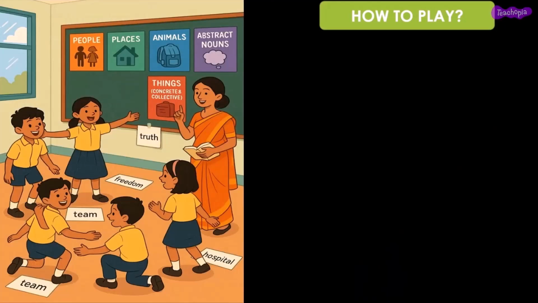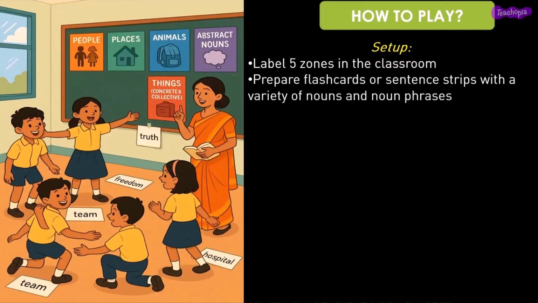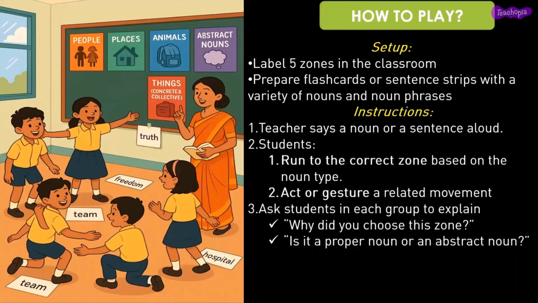How do we play this activity? The teacher has to set up 5 zones in the classroom and label them as people, places, animal, and things. Under things, we have concrete and collective, and the 5th zone would be abstract nouns. Then the teacher says a noun or a sentence aloud. Students or learners run to the correct zone based on the noun type.